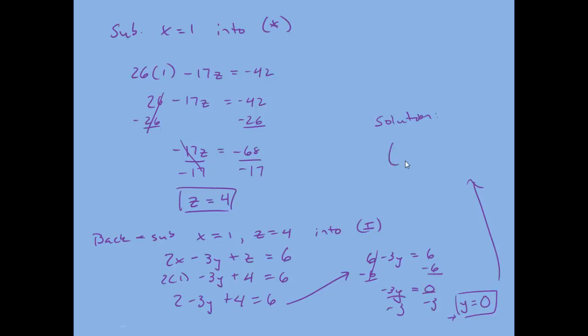So our solution, we want to write this in coordinates x comma y comma z. Alright, so it's an ordered triple. So our solution x comma y comma z is going to be x, which we just found was 1, y, which we just found is 0, and z, which is 4, and then that's the answer.